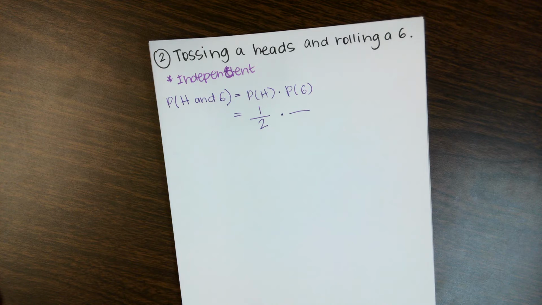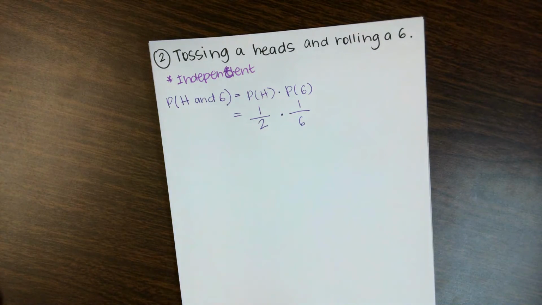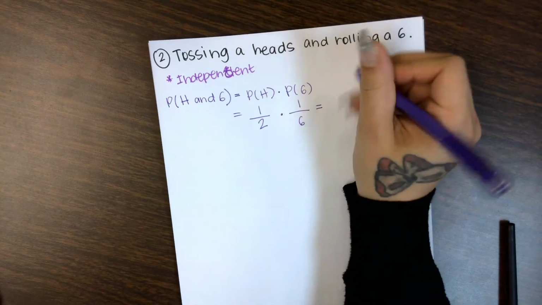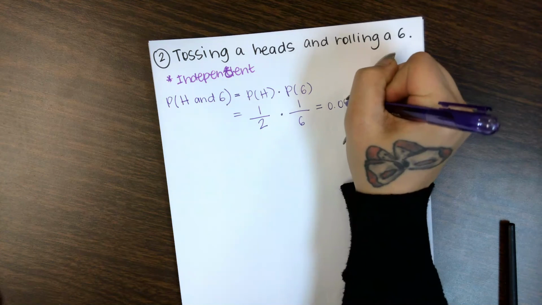And I'd be multiplying it to the probability of rolling a 6, which is 1 six out of the 6 rolls that could happen. And then you would just multiply these together in your calculator. You would get 0.083.